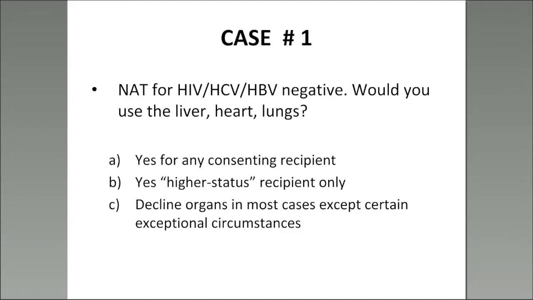Typically we would do a NAT testing in that situation, and let's assume that the NAT is negative. So then the question would be, would you use the liver, heart, and lungs? The options would be yes for any consenting recipient, yes for higher status recipient, and the third option would be decline. And I'll try to hopefully show you how this is developed and the data around this that can help make an informed decision.